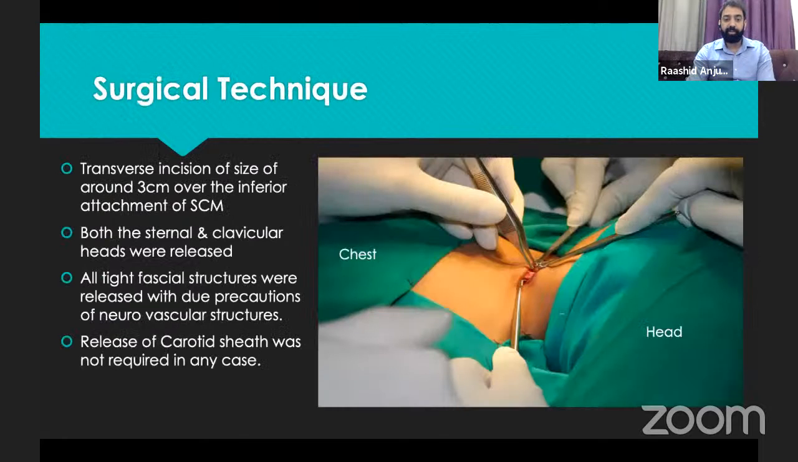This is our surgical technique. We made a 3 centimeter incision on the inferior sternocleidomastoid muscle, 1 centimeter above the clavicle. Both the sternal and clavicular heads were released, and all tight fascial structures were released with due precautions for the neurovascular structures. We did not release the carotid sheath in any of our cases, though it has been done in a few cases I have seen in the literature.